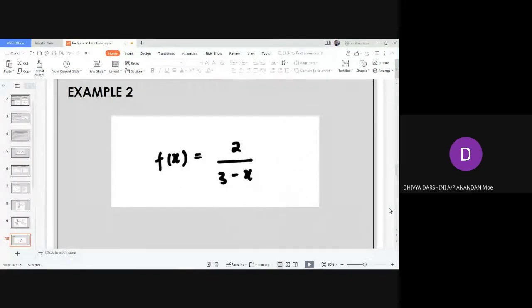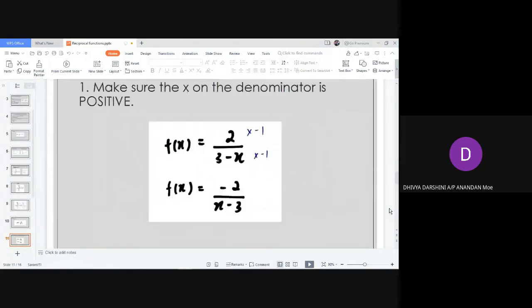Okay, so for example 2, we'll straight away go to the first step. So the first step is make sure the x on the denominator is positive. So now our x on the denominator is negative. So what we will do is we are going to times the numerator and denominator by -1.